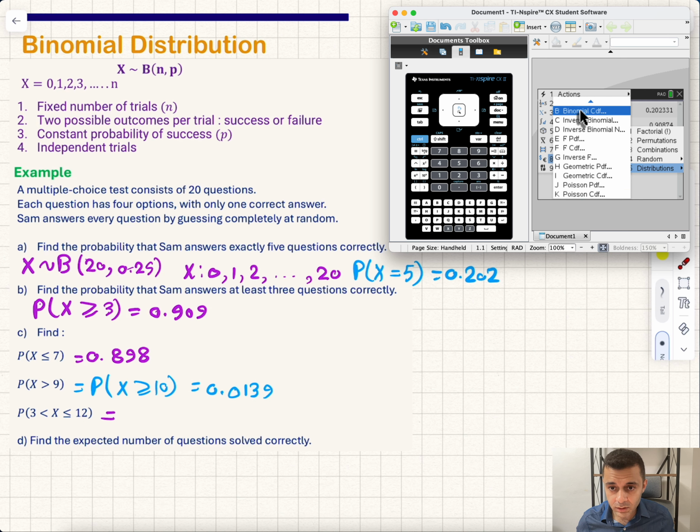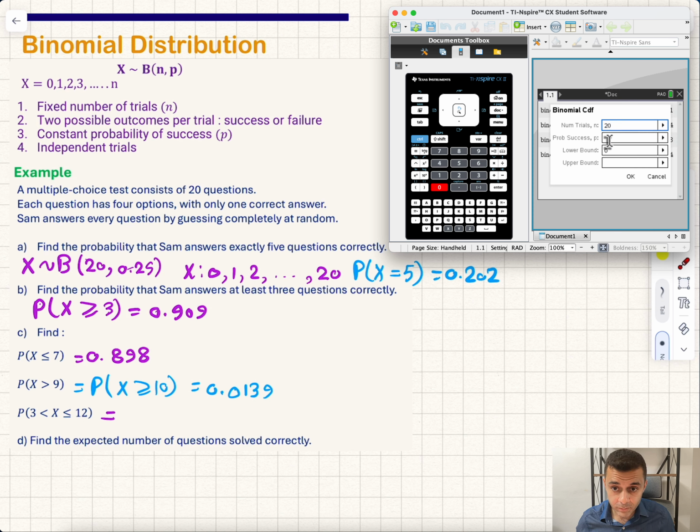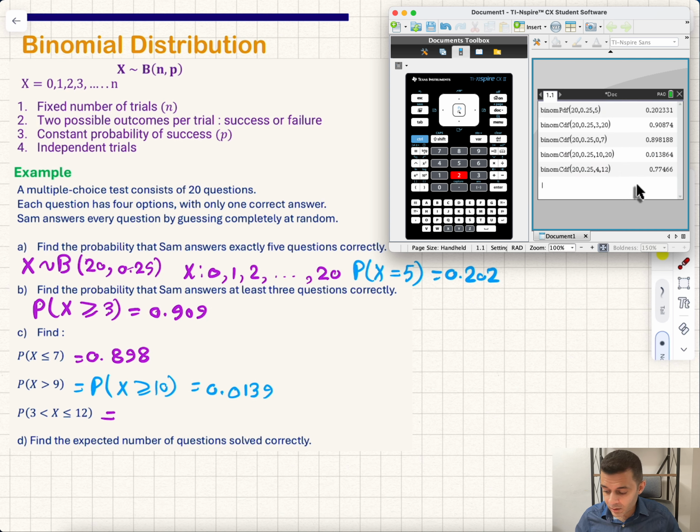So we do here CDF also 20, 0.25. The lower bound will be 4, then 12, as you see, 0.775. Now next here we have find the expected number of questions solved correctly.